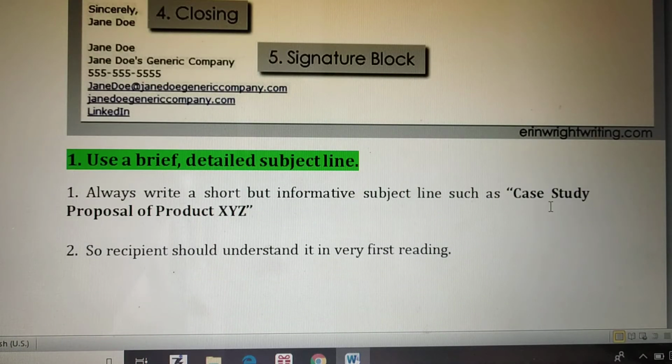First you need to write a brief, detailed subject line, because the subject line is important. Your subject line should be short, clear, convenient to read, and have very few words. At a glance, readers should understand what the matter of your email is. For example, case study proposal of product XYZ. In this way you can write only 5 or 6 words and your subject will be complete. The shorter the subject, the more effective it will be.